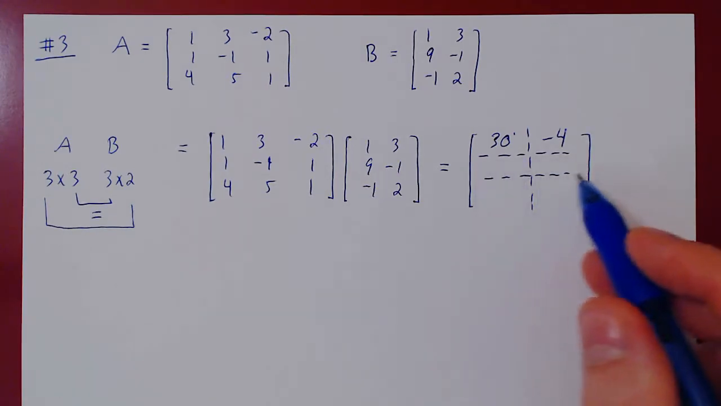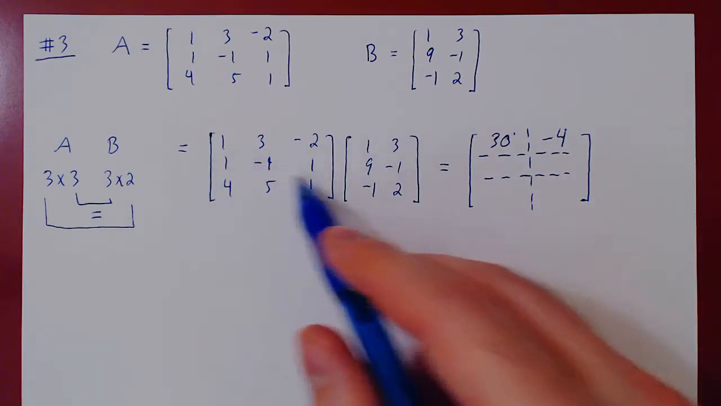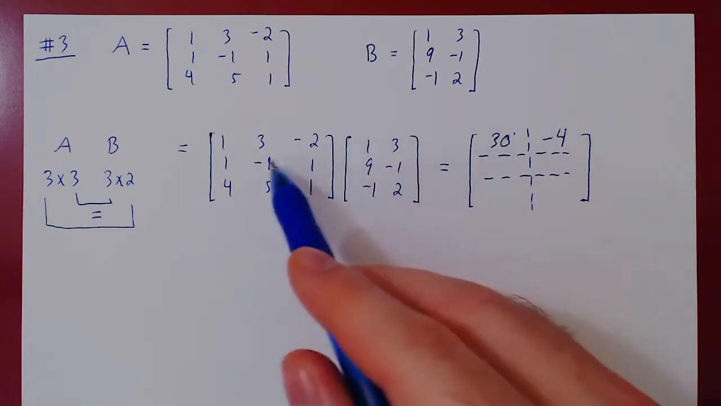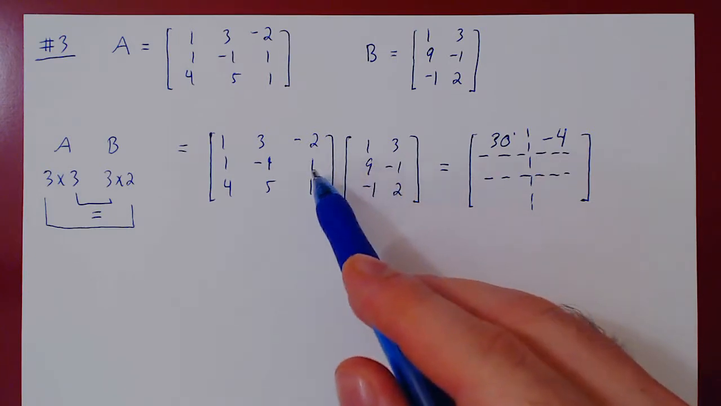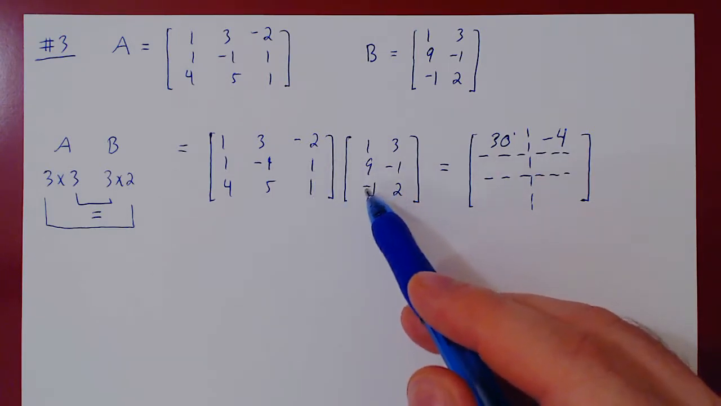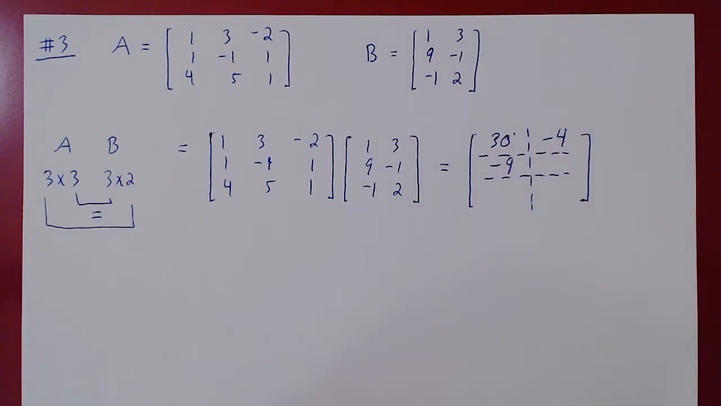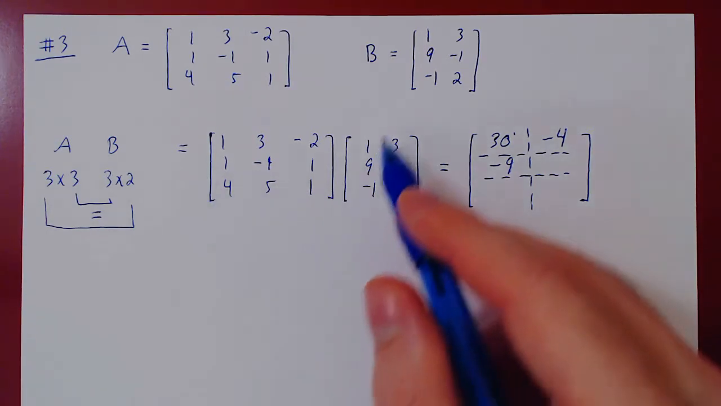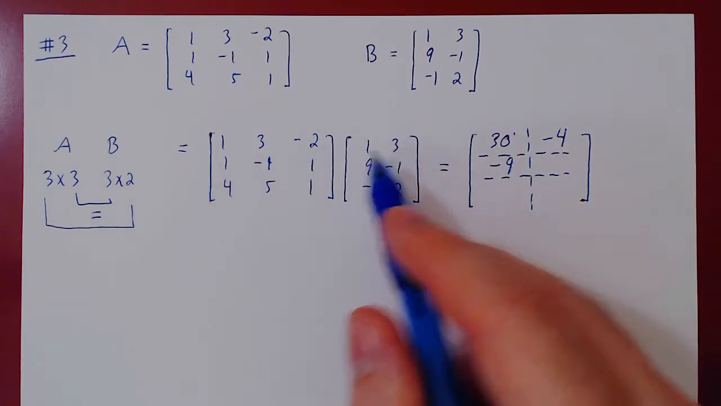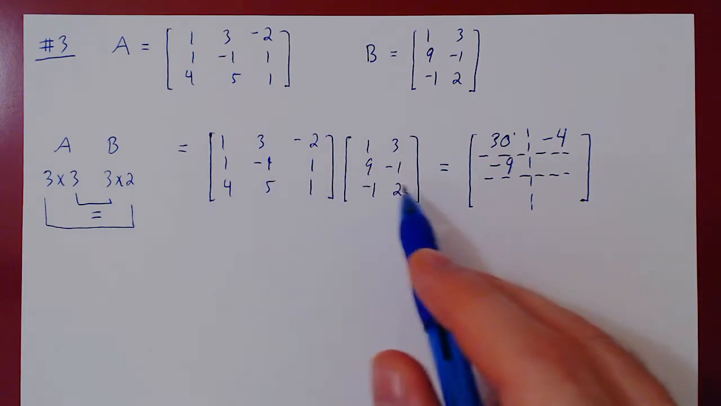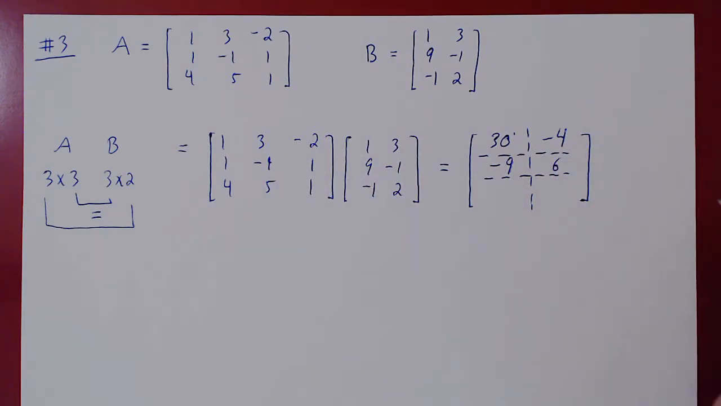Let's now construct the second row by fixing the second row of A. So we get 1 minus 9, negative 8, minus 1, negative 9. Let's go over the second column. So 3 plus 1, 4, plus 2, 6.